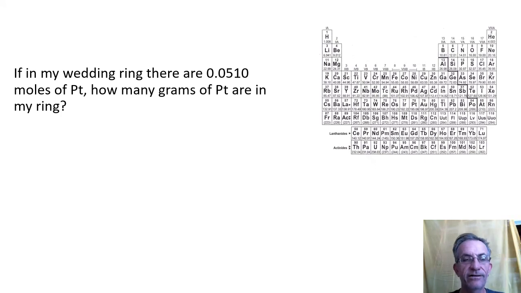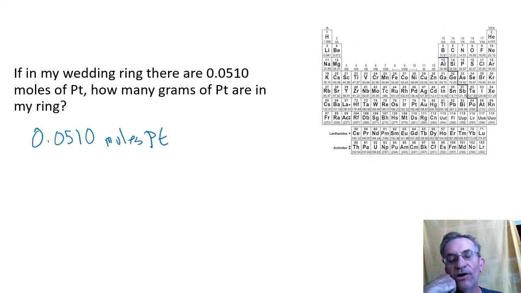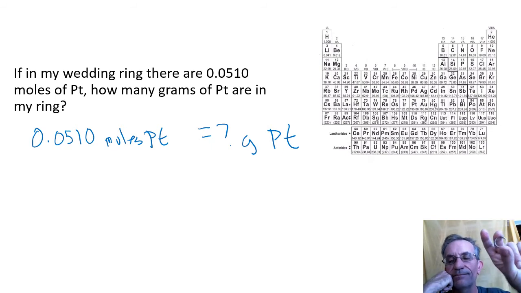So when my wife gave me this wedding ring, I said, you have to tell me what you're handing me. And she said, here you go, honey, I am handing you 0.0510 moles of platinum. How romantic. And then I said, well, if that's how much platinum you're giving me, I wonder how many grams you're giving me. How much is this wedding ring weighing? How many grams does it weigh?